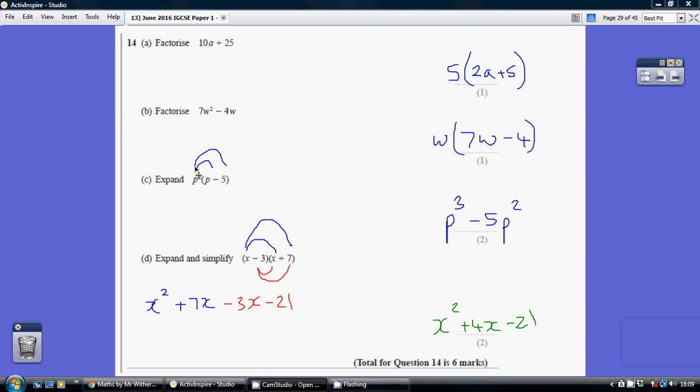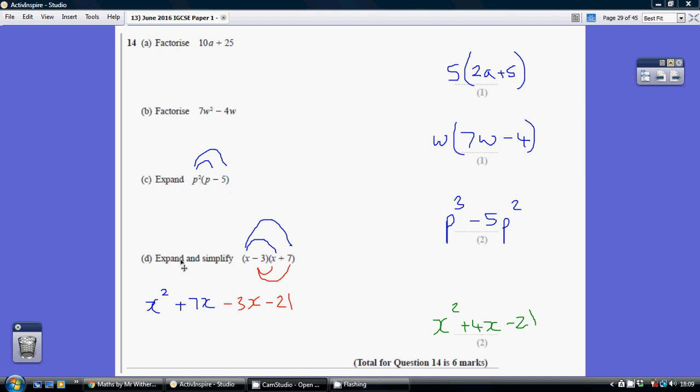Now I think C and D are easier, so we just put in our claw. P squared times P is P cubed. Get the sign right, and P squared times 5 is just 5 lots of P squared, 5P squared.